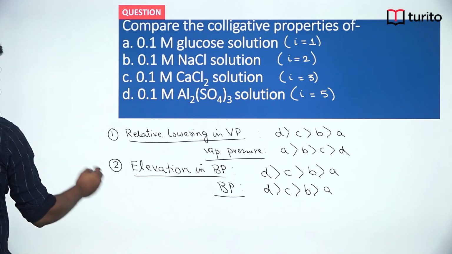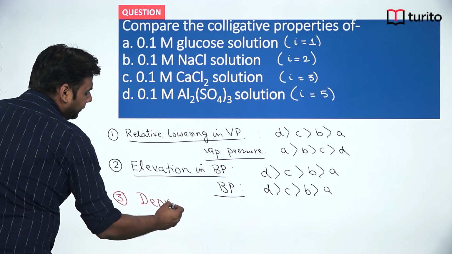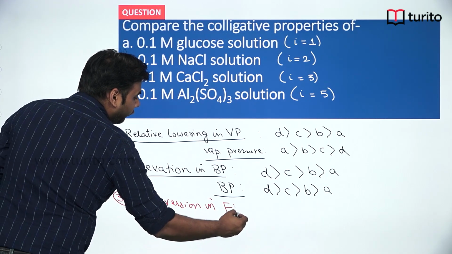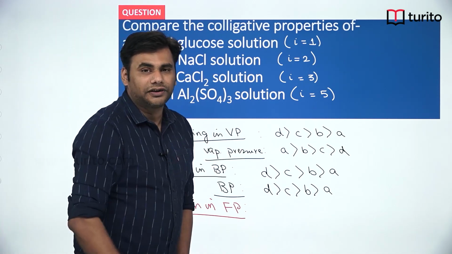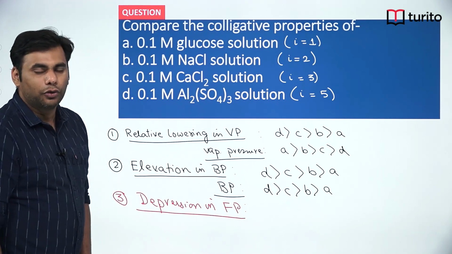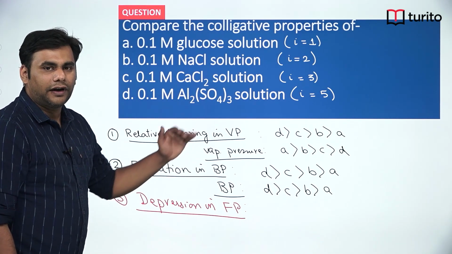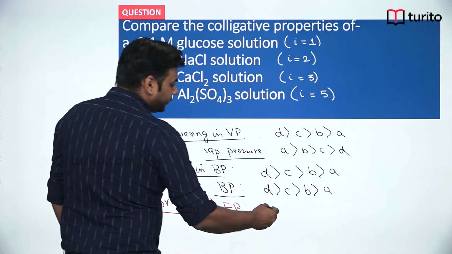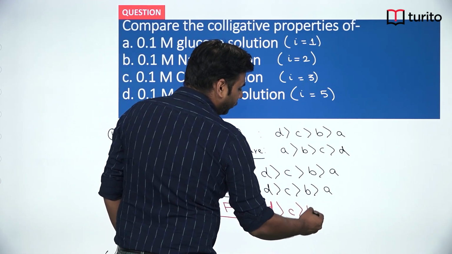Third property which we can find out is the depression in freezing point. Now we know that the more the number of particles, because it is a colligative property, the more would be the depression in the freezing point. So the freezing point of aluminum sulfate would be most depressed because the number of solute particles is more. Van't Hoff factor is also high, so we'll say that the depression in freezing point is maximum for D, followed by C, followed by B, followed by A.